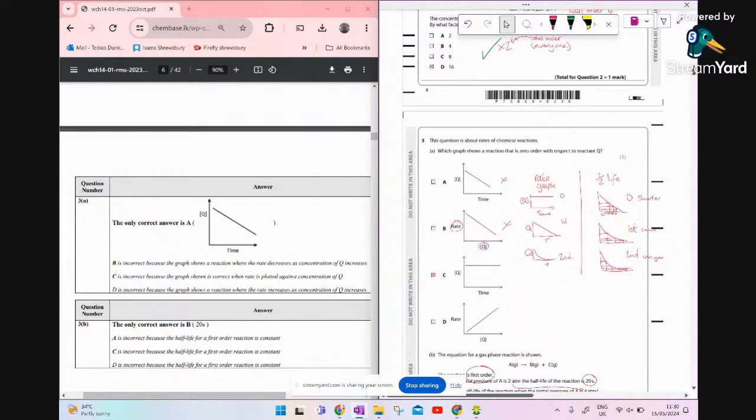These graphs are horrible. The only correct answer is A. I've made a mistake. What did I do? Oh, there you go. I've made a mistake, folks. What the heck did I do? First order. What did I do? Zero order. Rate changes.